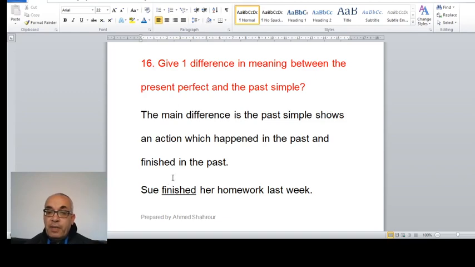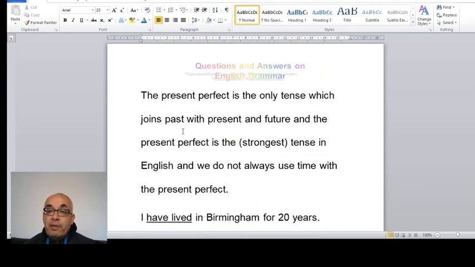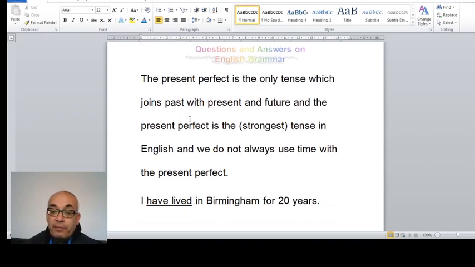This is the meaning. The present perfect is the only tense which joins past with the present and future. And the present perfect is the strongest tense in English. Strongest, I don't mean muscles like this, I mean we use it a lot. And we do not always use time with the present perfect.